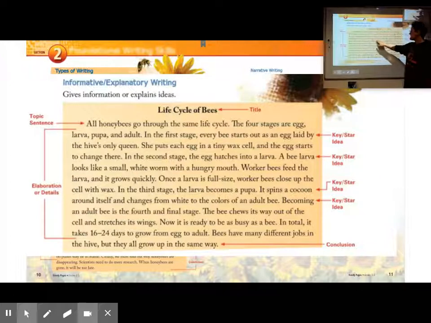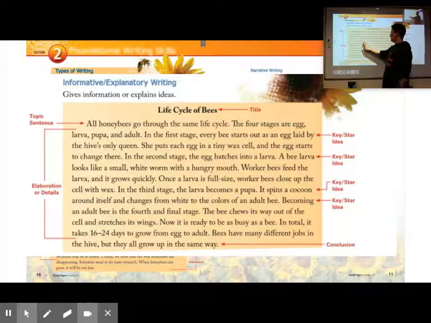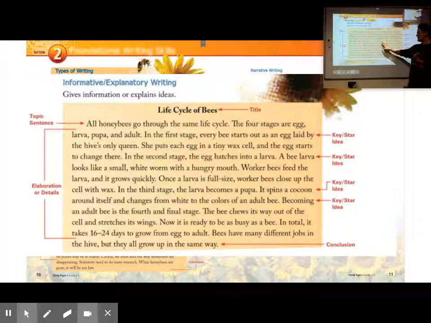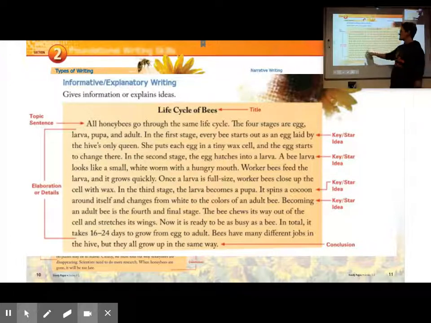In the second stage, the egg hatches into a larva. A bee larva looks like a small white worm with a hungry mouth. Ugh, that gives me the creeps. Worker bees feed the larva, and it grows quickly. Once a larva is full size, worker bees close up the cell with wax.